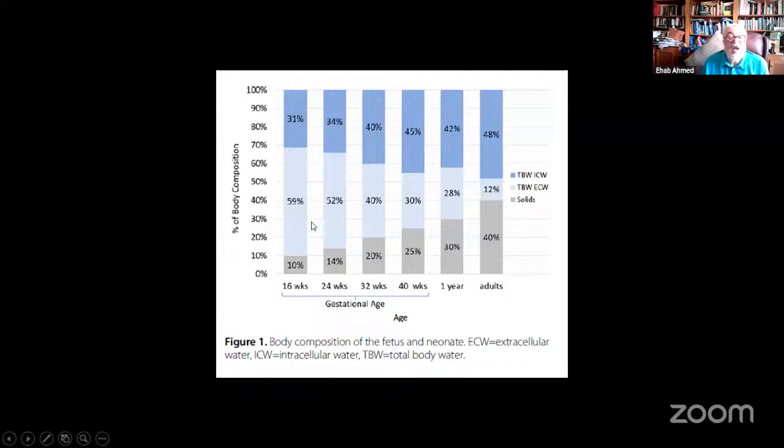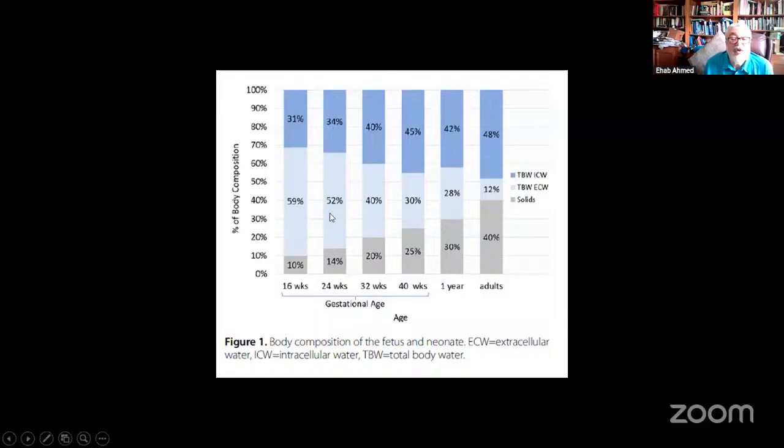And the more the fetus advances in gestational age, the more the total fluid will become less, losing more extracellular fluid, going to intracellular fluid. So if you go to a term baby, the total water is 75%, 45% is intracellular, 30% is extracellular. If you compare it to a 24-weeker, it's different.